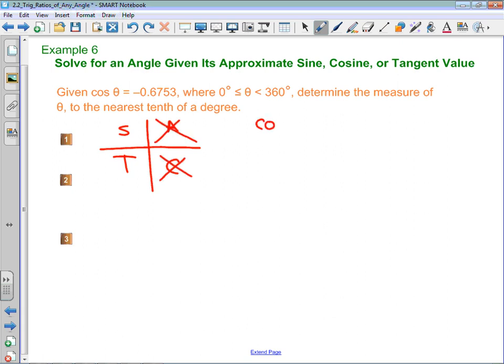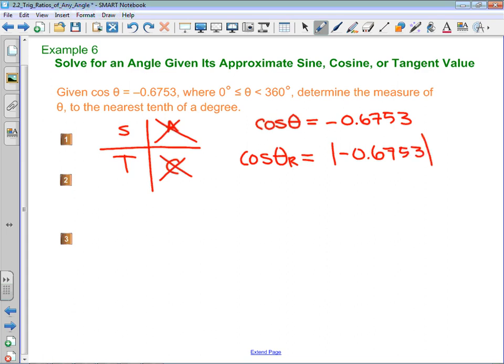Now, same as we did in example 5, if cos theta is equal to negative 0.6753, then the cos of theta reference is equal to the absolute value of that number. We've done a lot of absolute values, so I'm going to jump right to the next line: the cos of the reference angle is just positive 0.6753.